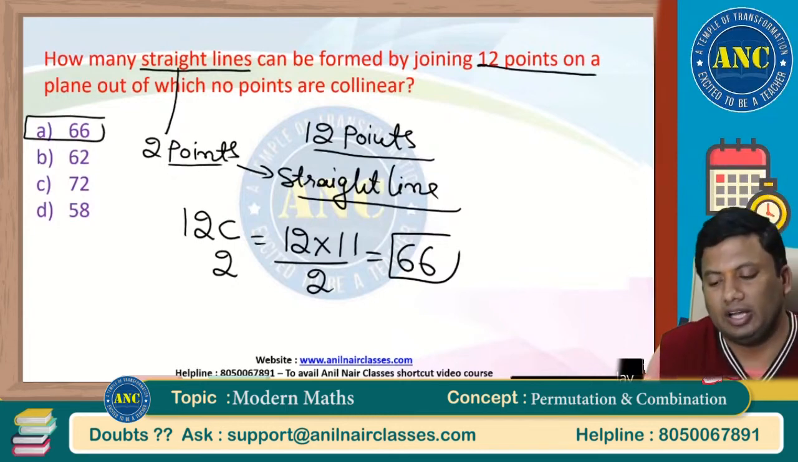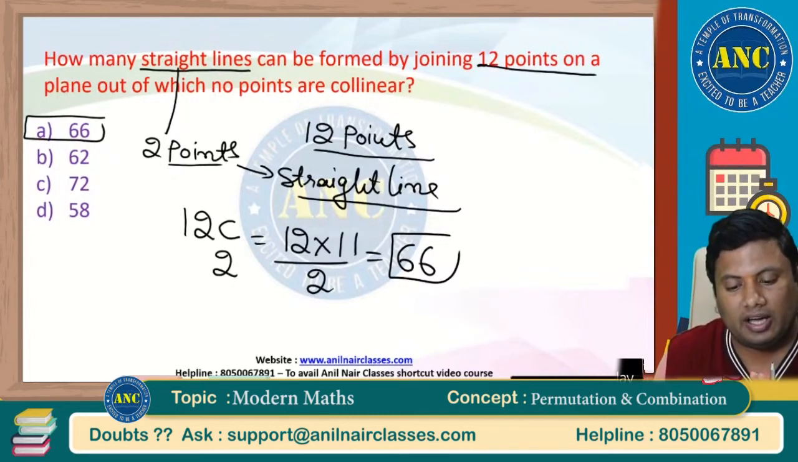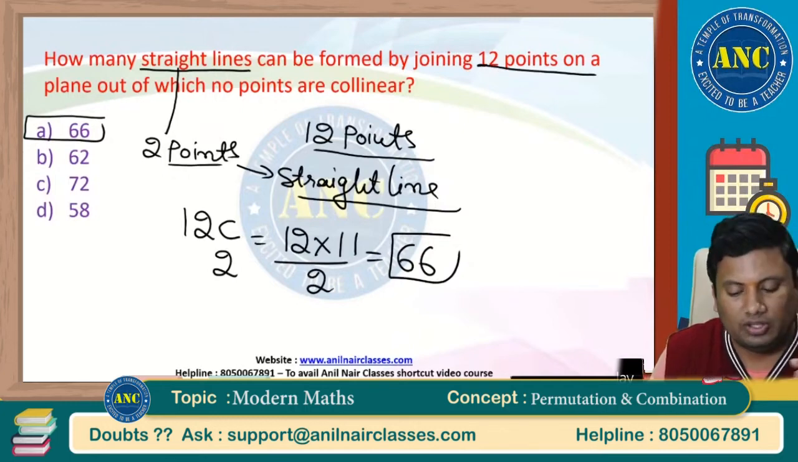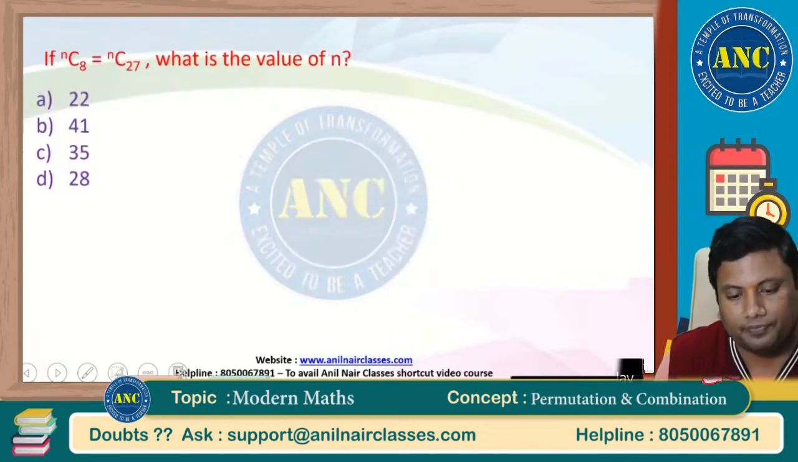I hope it is clear. Out of 12 points, I require 2 points to draw a straight line. So out of 12, select any 2, which is 12C2, nothing but 66.